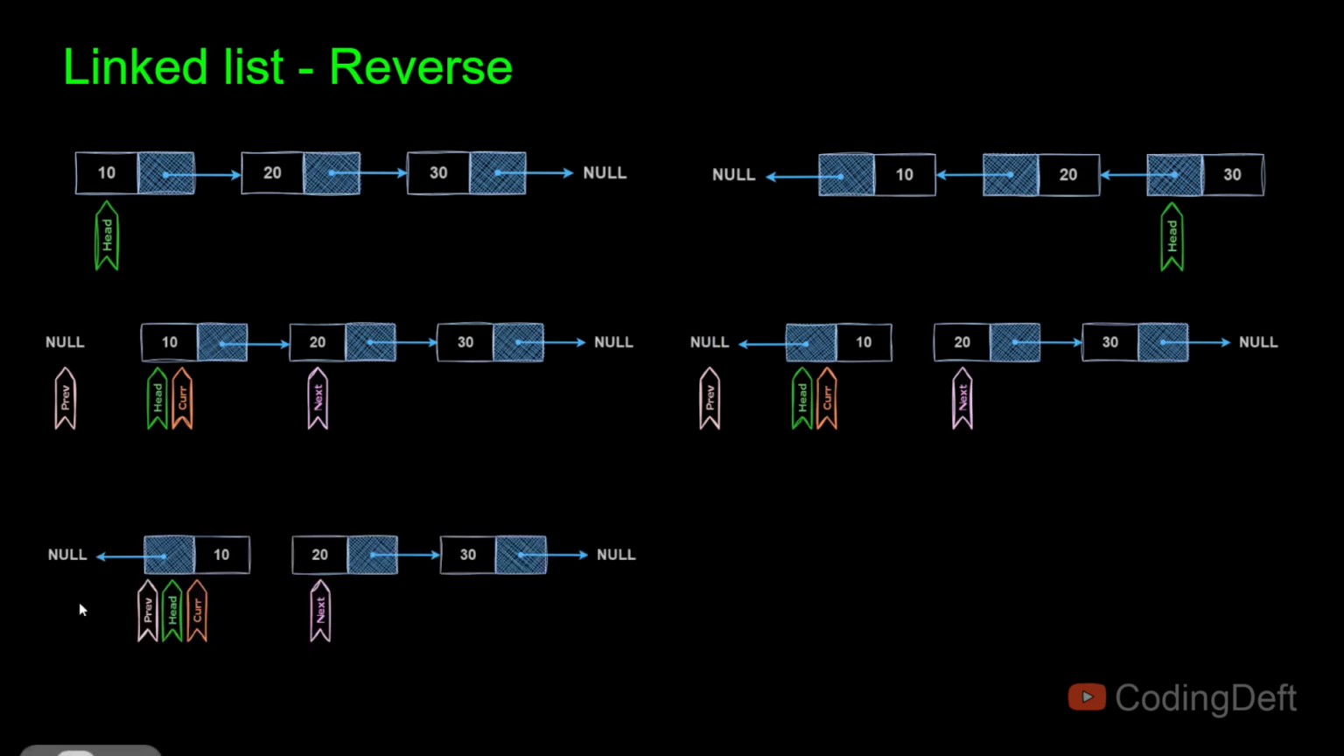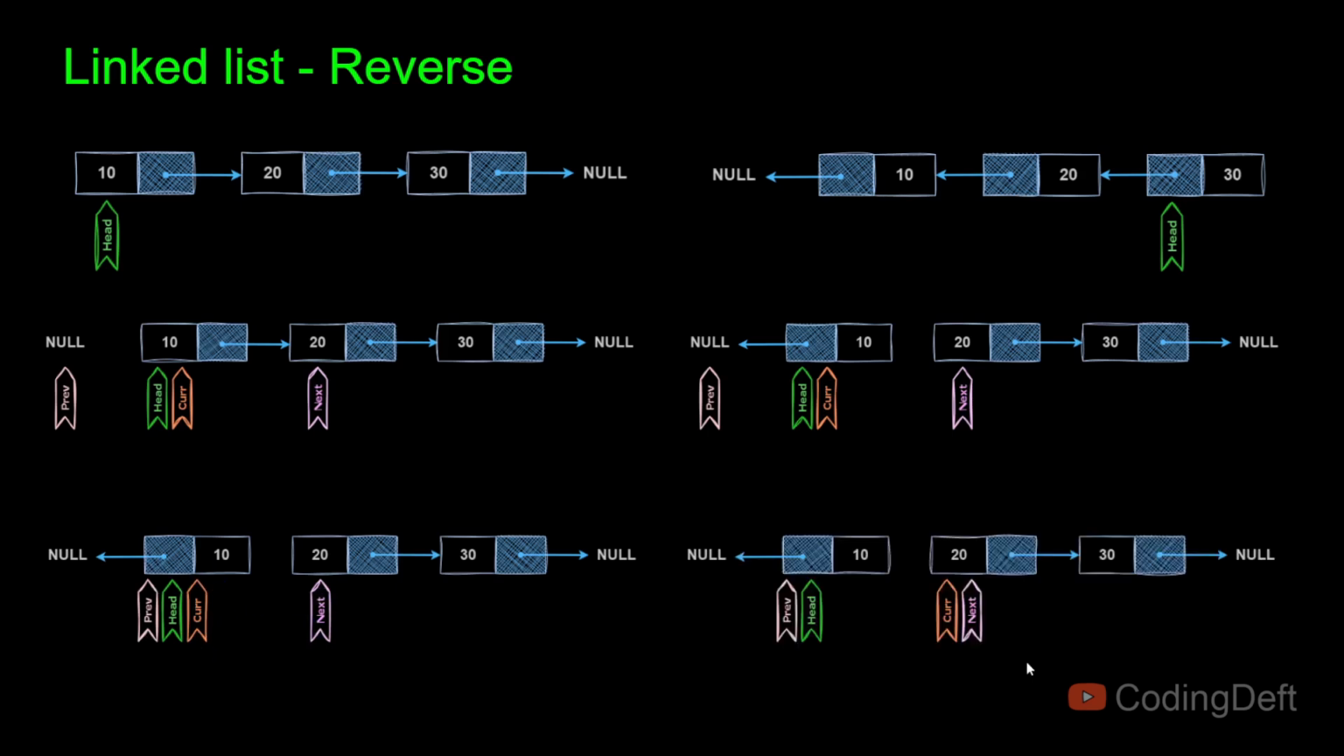Next step is we need to advance the previous. This pointing is done, so there is no use of previous here. So I'll advance previous to current. Once previous is pointing to here, we need to advance this current as well. So current will point to next. This is how we can reverse one node. We have two more nodes to reverse. Let us see that in the next slide.